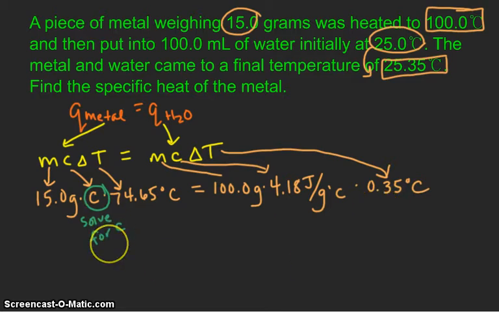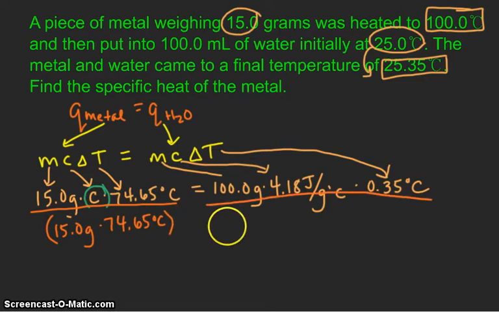We're going to solve for C, so we're going to isolate that variable by dividing both sides by the mass and change in temperature of the metal. So we're going to take both sides and divide it by 15 grams times 74.65 degrees Celsius. Again, keep in mind when you plug in the right-hand side into your calculator, make sure that bottom part is in parentheses to keep your order of operations correct in your calculator.